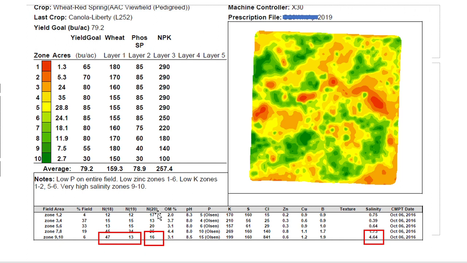This was one example of how SWAT maps can be used to manage saline areas. Variable rate cannot fix salinity, since salinity is a water table issue, but we can manage by allocating fertilizer and seed to proper areas of the field and within fields as well, between fields.